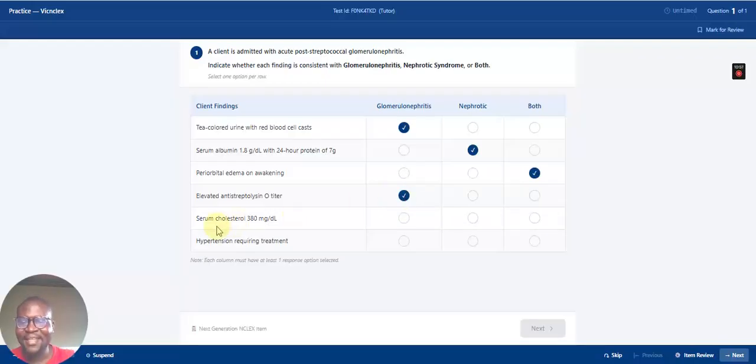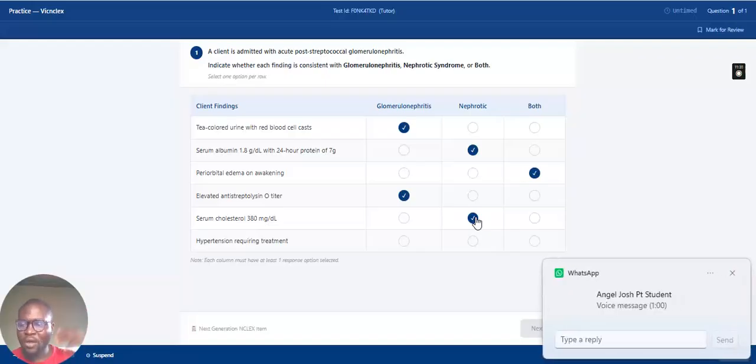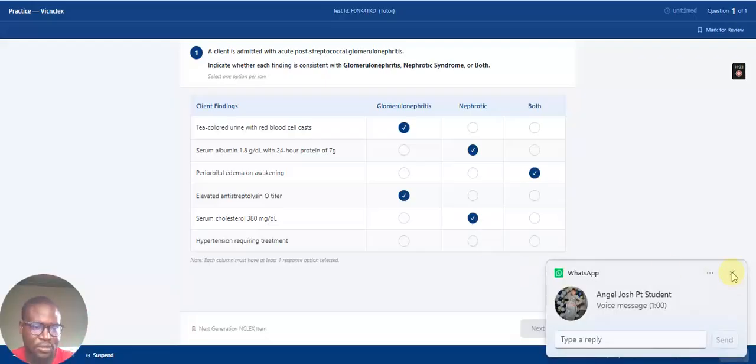Now, serum cholesterol level of 380 milligrams per deciliter. Cholesterol level is always less than 200. These are your lipid profile. We have the HDL. I want my HDL to be greater than 50. My LDL is the bad cholesterol, I want it to be less than 100. My triglyceride, I want it to be less than 150. And then my cholesterol, I want it to be less than 200. We're having 380. It is high. It is peculiar in what? Nephrotic syndrome, because we are losing a lot of protein and the liver will synthesize protein. Whenever I produce protein, cholesterol level will rise. So take note of that.